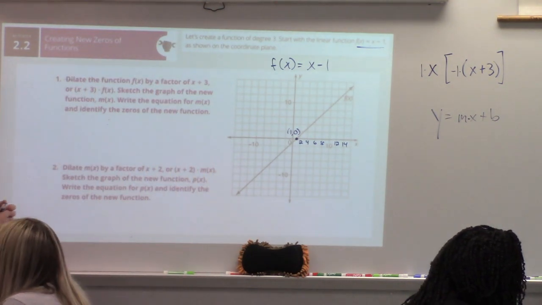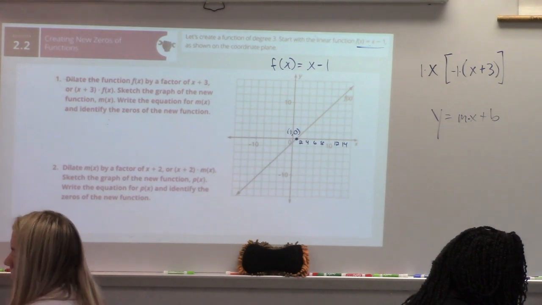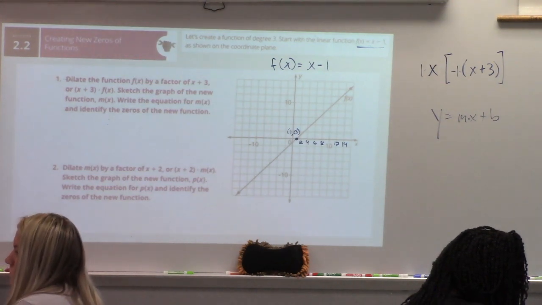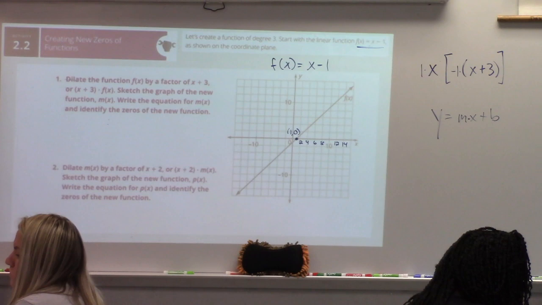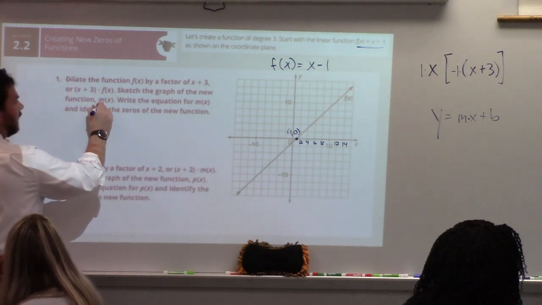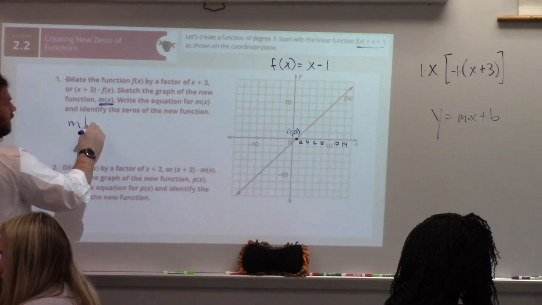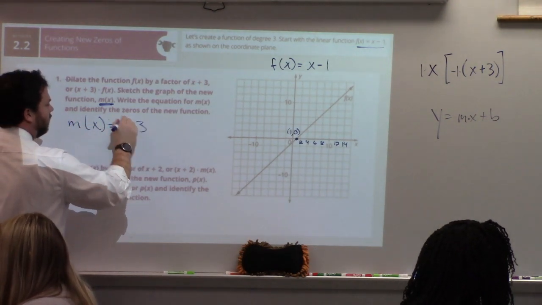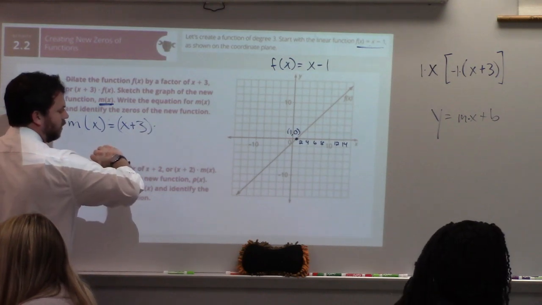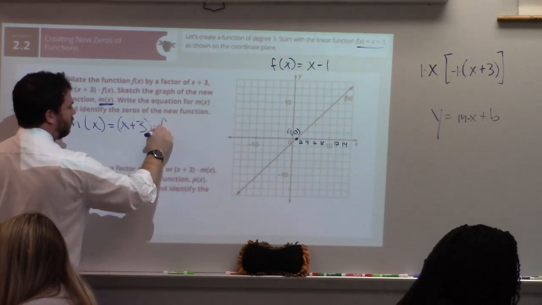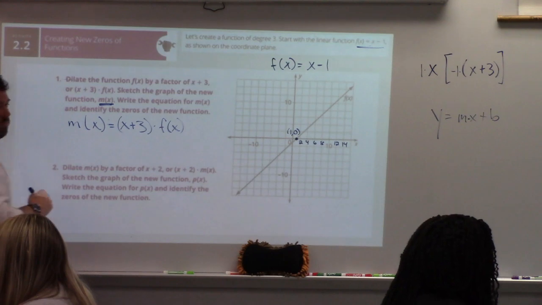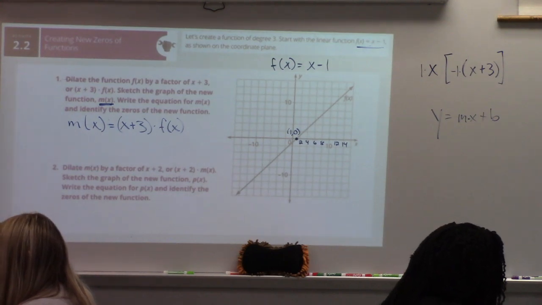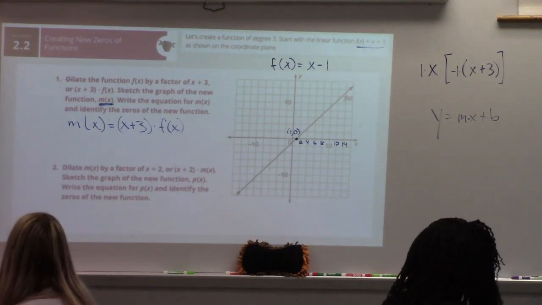Now, number 1 is asking us to dilate the function f of x by a factor of x plus 3. So notice, we're going to get m of x, and we're going to rewrite this in a second, but m of x is equal to x plus 3 times f of x. Any questions there?